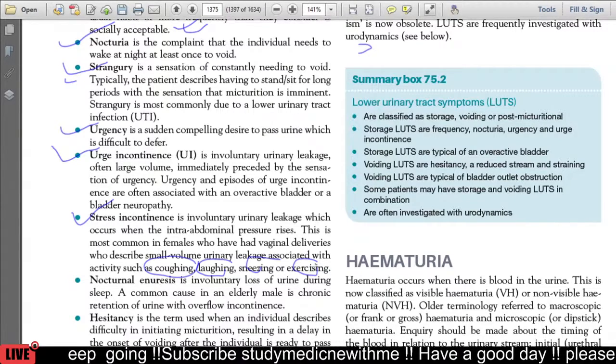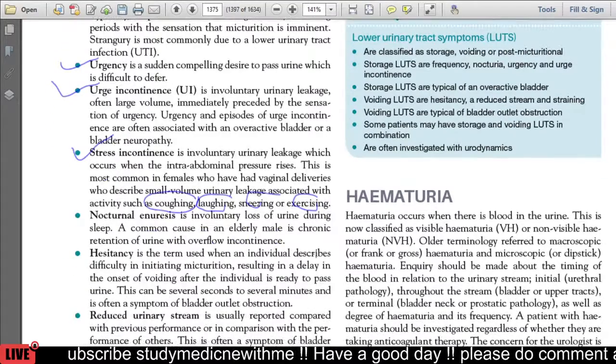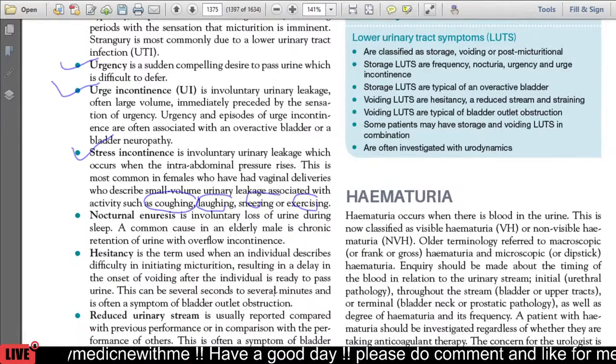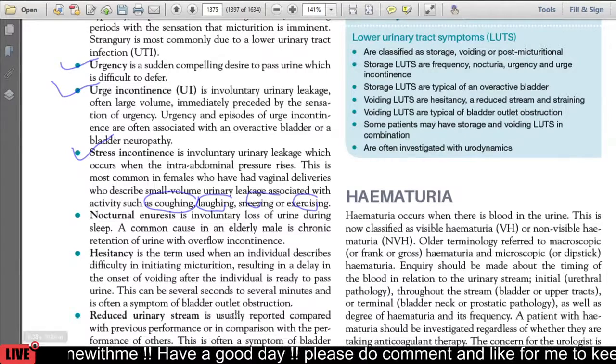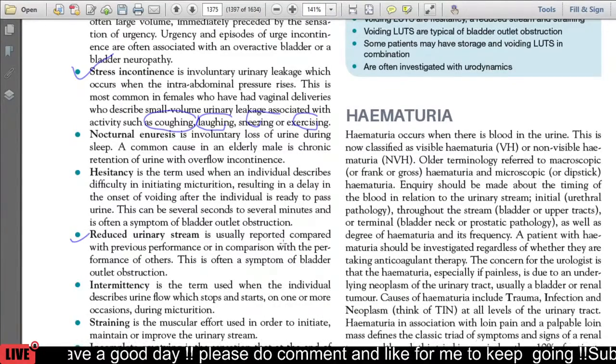Hesitancy is the term used when an individual describes difficulty in initiating micturition, resulting in a delay in the onset of voiding after the individual is ready to pass the urine. This can be several seconds to several minutes and is often a symptom of bladder obstruction. A reduced urinary stream is usually reported.